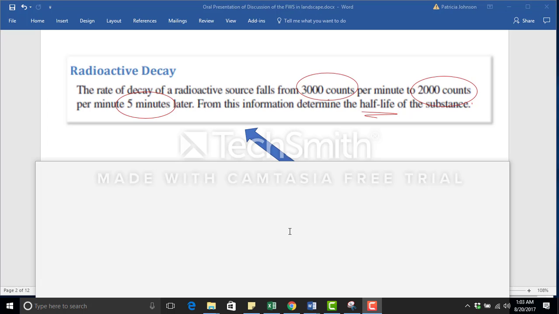This is my solution for radioactive decay. The rate of decay of a radioactive source falls from 3,000 counts per minute to 2,000 counts per minute 5 minutes later. From this information, determine the half-life of the substance.